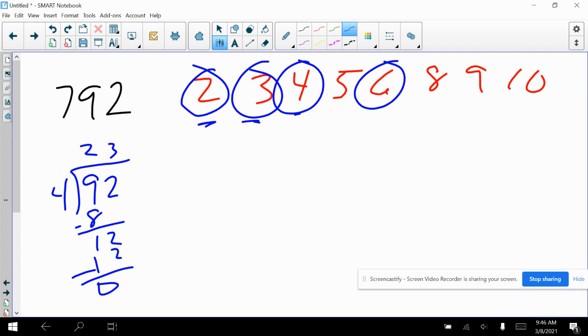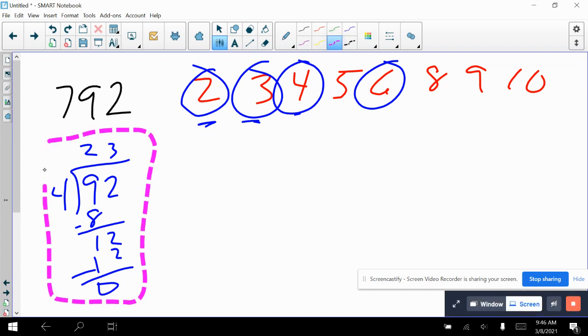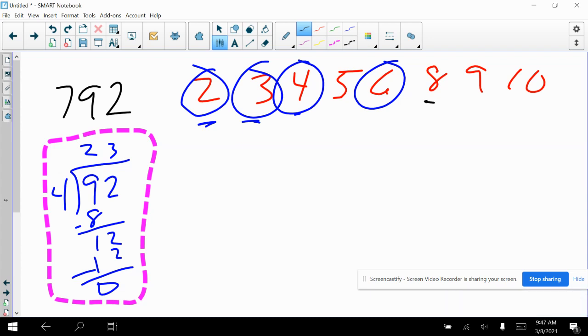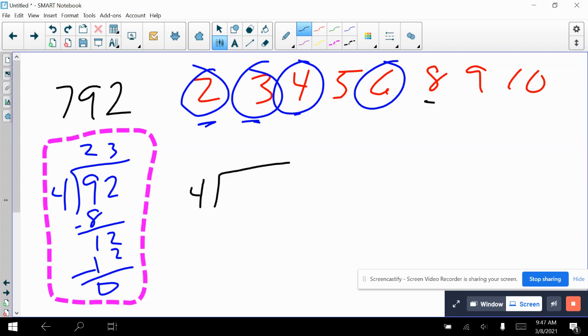Again, right here in the dotted pink, this is what you may have to do off to the side, generally for numbers 4 and 8. And that's okay. So we circle 4. How about 8? Again, we may have to do this.